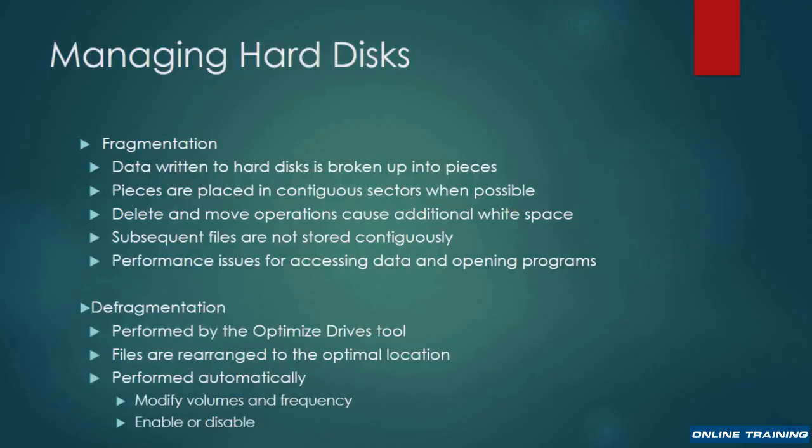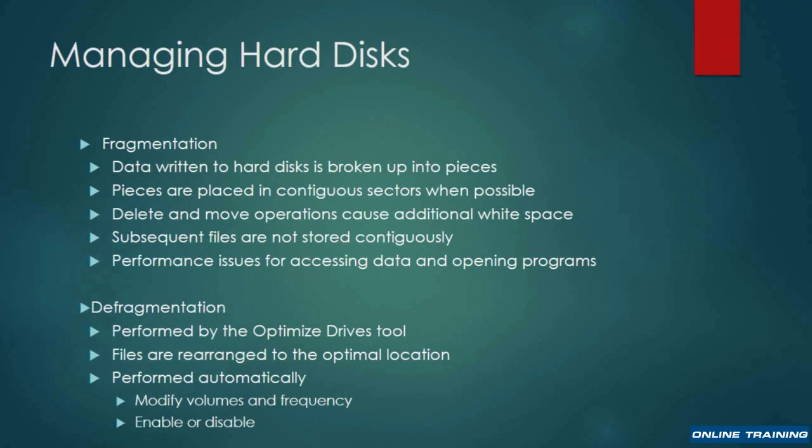Another part of managing hard disks is the maintenance on those disks to ensure that they continue to operate efficiently. Fragmentation is the process of breaking data up when writing it to a hard drive. This is going to happen inevitably. It's based on the file system, on the cluster size for the file system, but ultimately it's based on the sectors on the drive, which is physically where stuff is getting put. So things are broken up and the pieces are placed in contiguous sectors on the drive whenever possible.